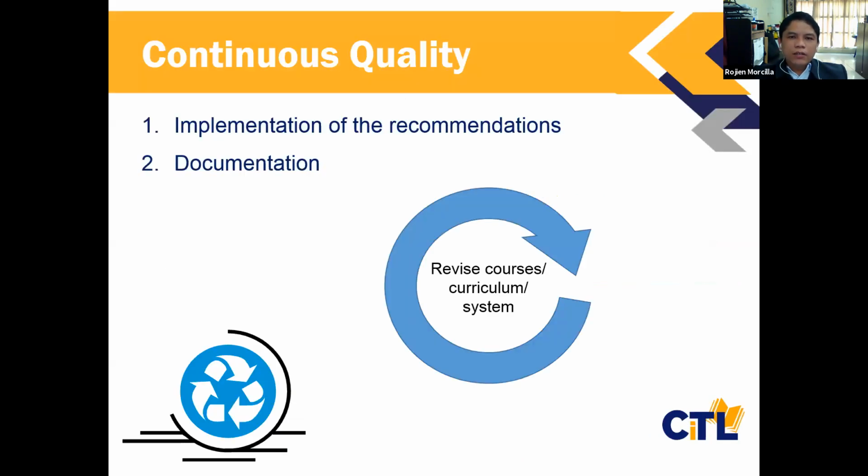So, now, in order to have continuous quality improvement, the last one is that there should be an action, a decision. Therefore, there should be implementation of the recommendations. What is recommended should be implemented, with proper documentation. Document everything, the assessment, the data, etc. So it becomes a cycle, and you revise the course, the curriculum, and even the system.